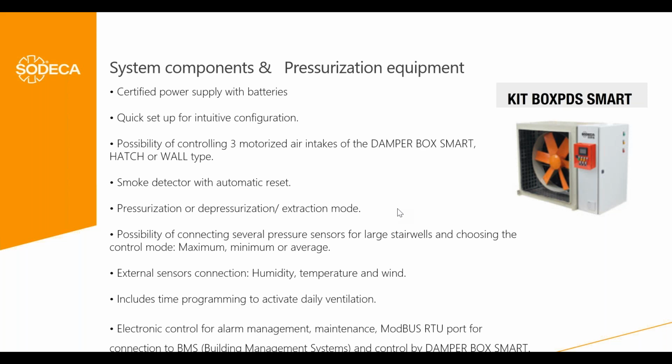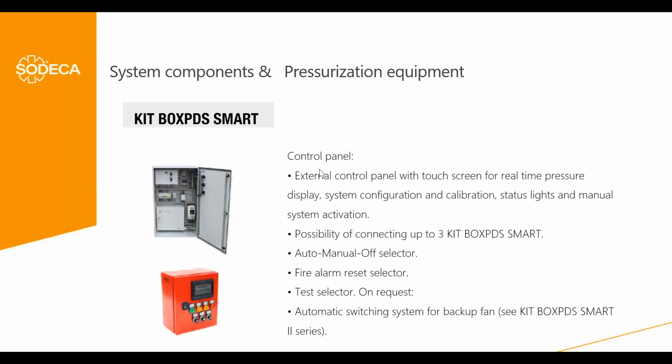We can connect multiple pressure sensor Modbus with a control panel to operate with an average, the minimum, or the maximum. We can connect external sensors, humidity, temperature, to activate the system for day-to-day ventilation according to the temperature or humidity conditions, or we can include a timer to program the day-to-day ventilation. The system, of course, can be connected to the BMS of the building to have all the information of the system.